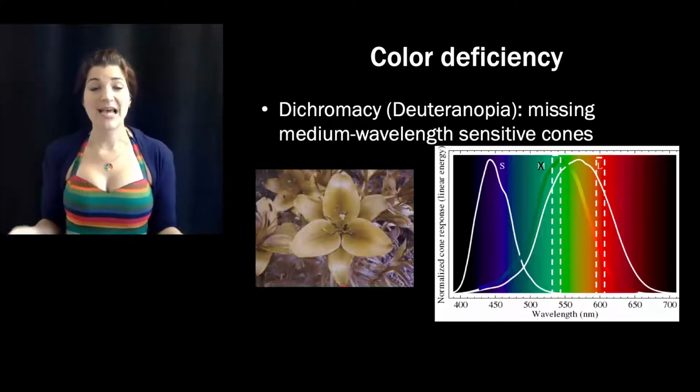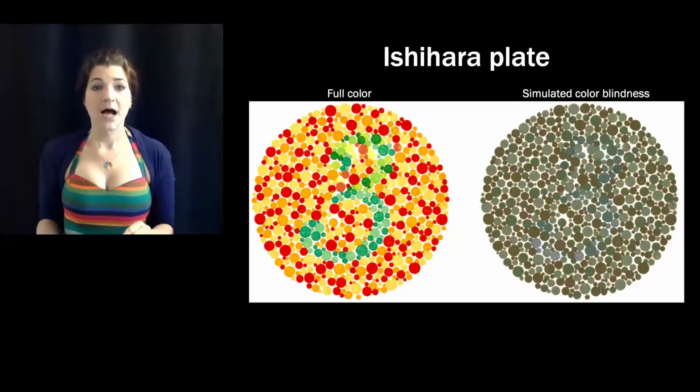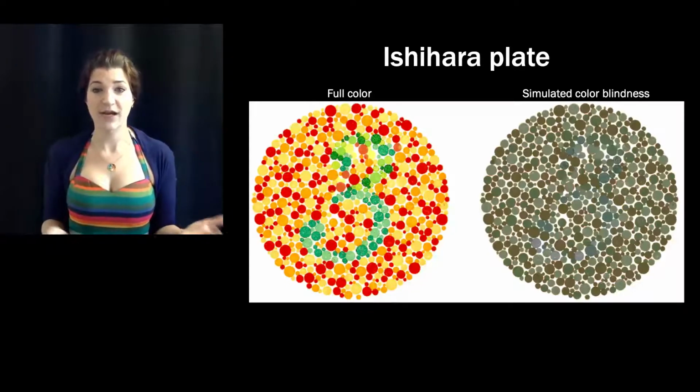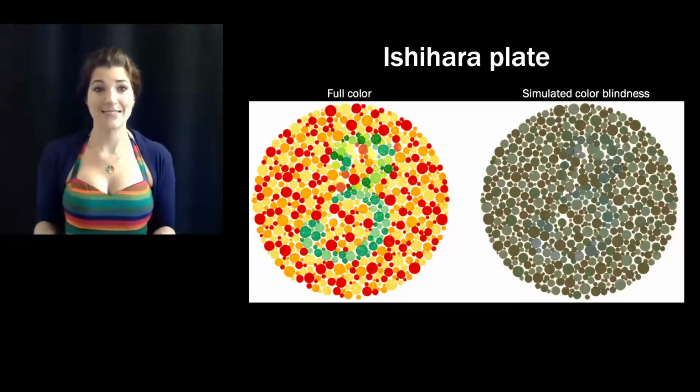The common way that people test for color blindness is using what are called Ishihara plates. So the full color image is shown on the left, and on the right is what simulated color blindness for someone with deuteranopia would see. So people with typical color processing can easily see the 3 in the field of red and orange and yellow dots. People with deuteranopia aren't able to pick out the 3 because they can't use the difference in color to distinguish the figure, the 3, from the ground, the dots.